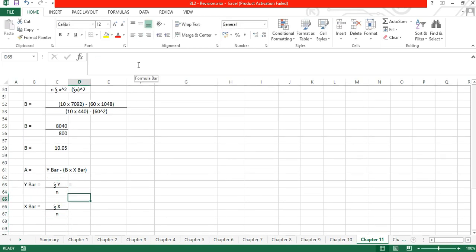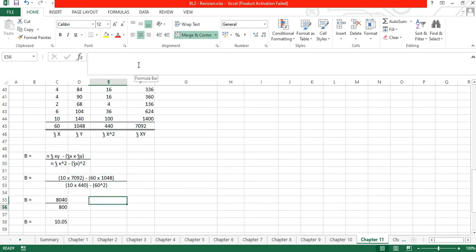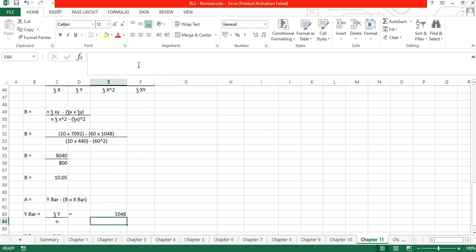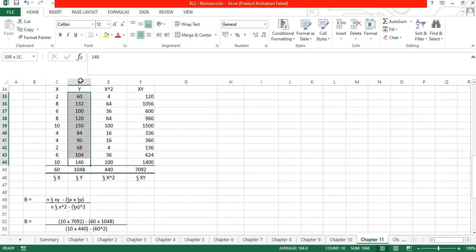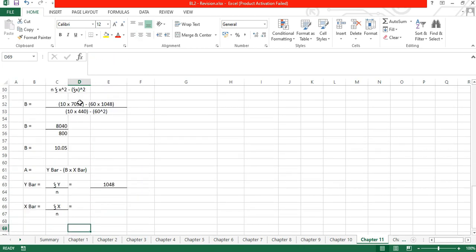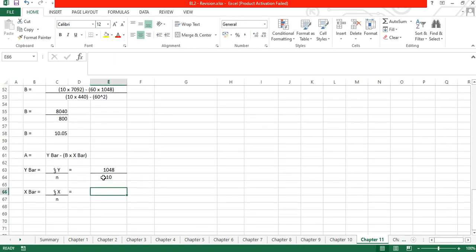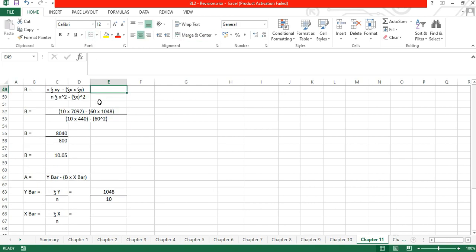So sigma y is basically 1048. And how many items do we have? How many y's? There are 10 y's. If you take the total of items, there are 10 y's. So here total of x is 60 divided by number of items 10. Therefore, 1048 divided by 10 is 104.8. And 60 divided by 10 is 6.